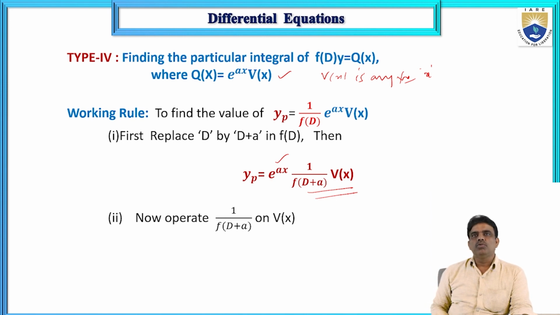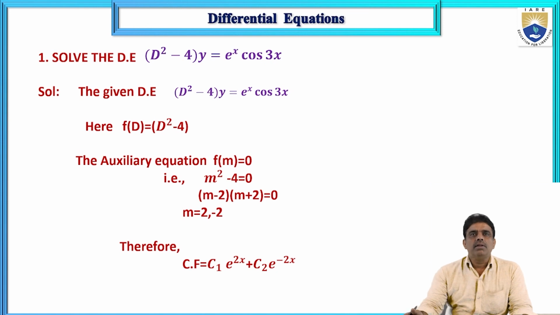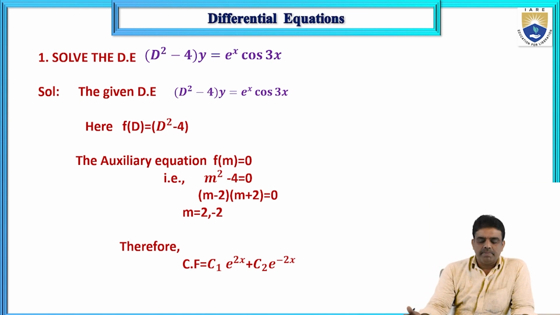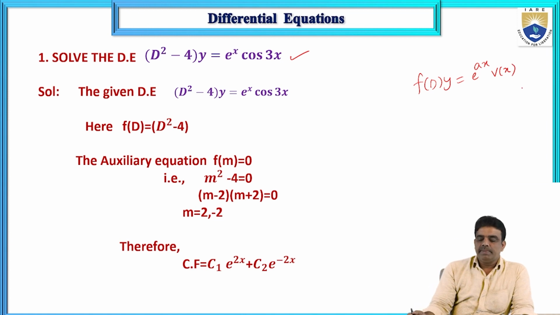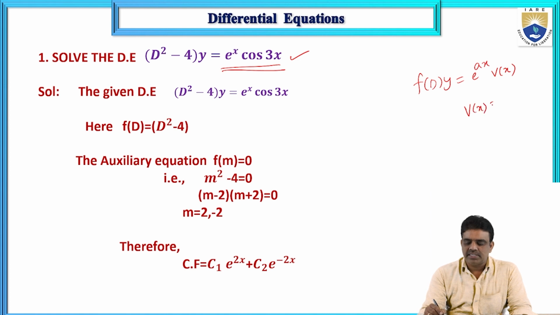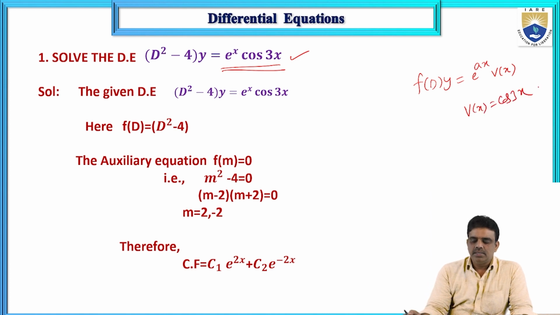So now I will go with one example. Solve the differential equation (D square minus 4) of y is equal to e power x cos 3x. So clearly it is in the form f of D of y is equal to e power ax into V of x. Am I right? What is V of x here? V of x is equal to cos 3x.